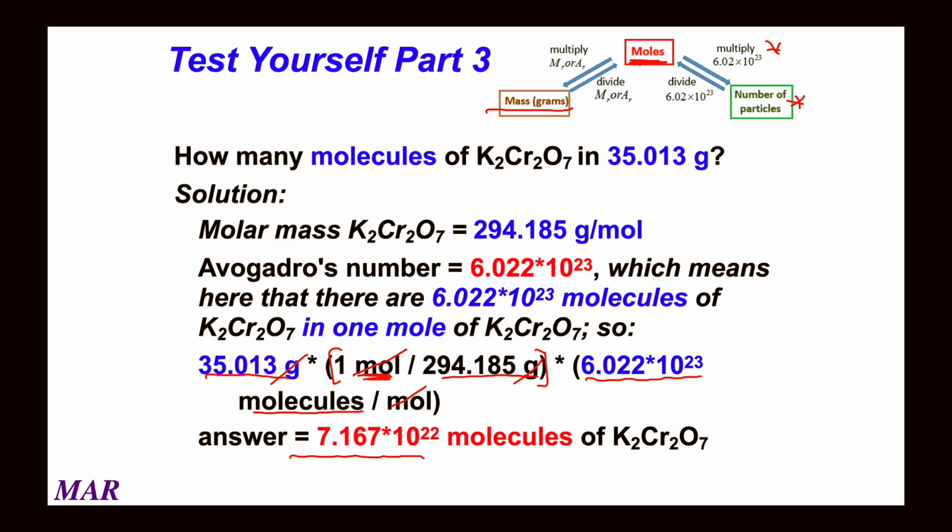And to 4 sig figs, because that's the sig fig number we use for Avogadro's number, 7.167 times 10 to the 22nd molecules of potassium dichromate. So again, a massive number of molecules in a relatively small number of grams.